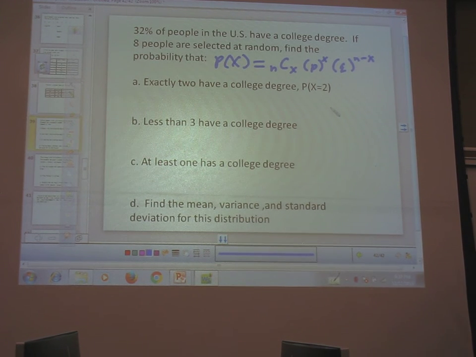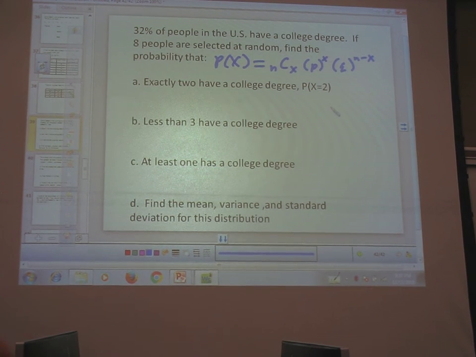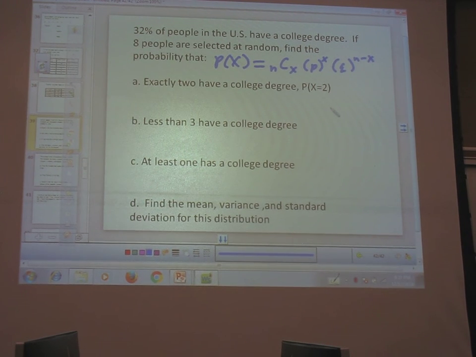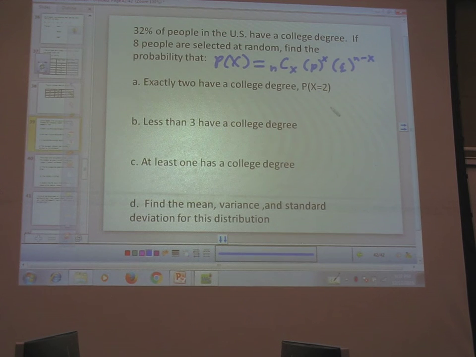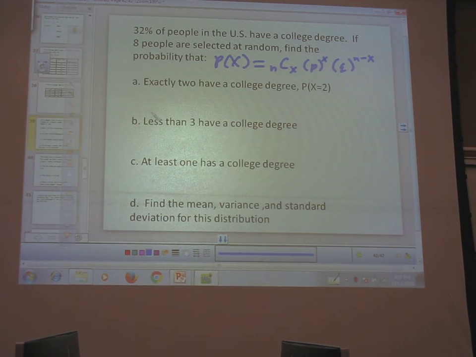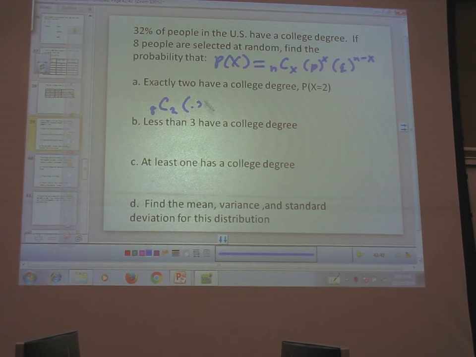Oh, so we'll get to that. p is 0.32. Okay. The first one is probably exactly 2 successes. And then q. So this is going to be 8 choose 2 times, what's my p? 0.32. 0.32 to the power of x.